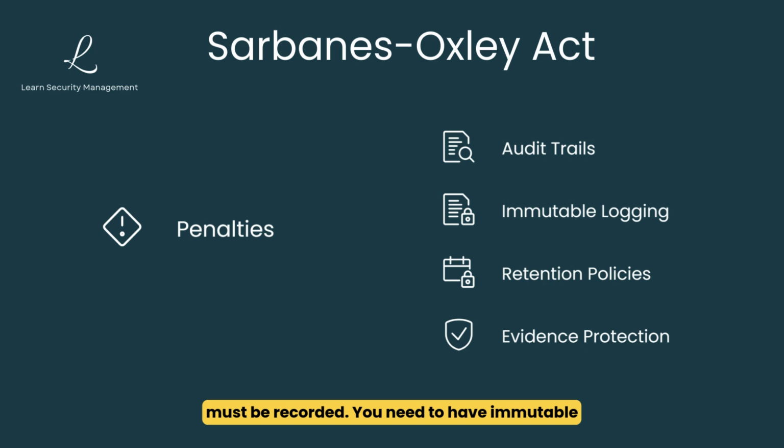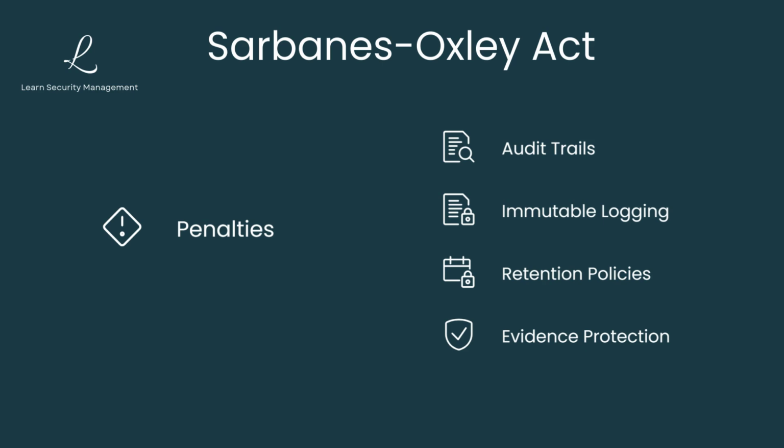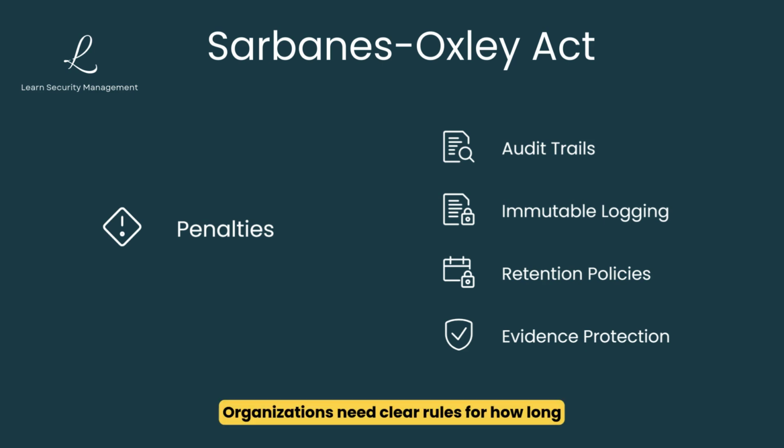You need to have immutable logging. Logs themselves must be tamper resistant. You need to consider retention policies. Organizations need clear rules for how long different types of records are kept. Financial data may need to be preserved for many years. And lastly, systems must be designed to preserve information for potential investigations. If misconduct is suspected, proper evidence handling becomes crucial.